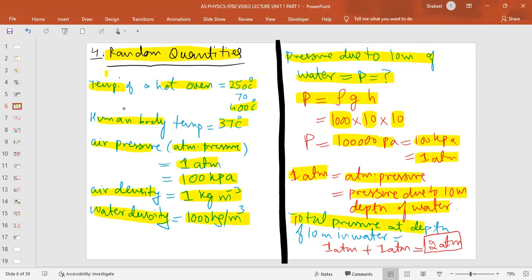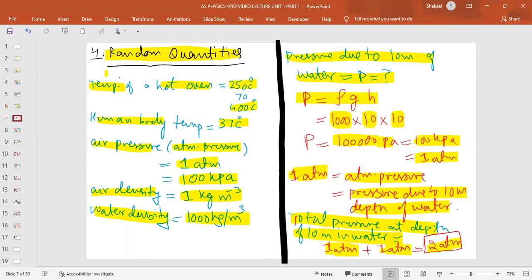So what should be the total pressure at the depth of 10 meter? 1 atmosphere is due to the air, which is acting on the water. And then the next atmospheric pressure is due to 10-meter depth of the water. So a total of 2 atm pressure is exerting on an object which is immersed in the water at a depth of 10 meter.